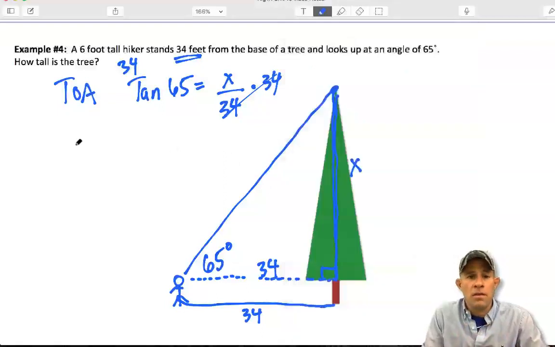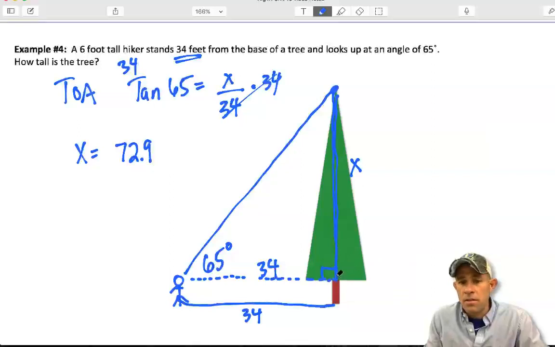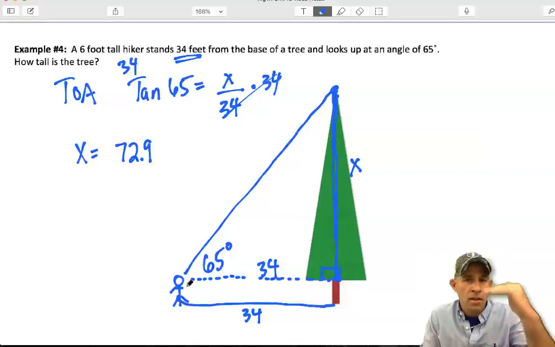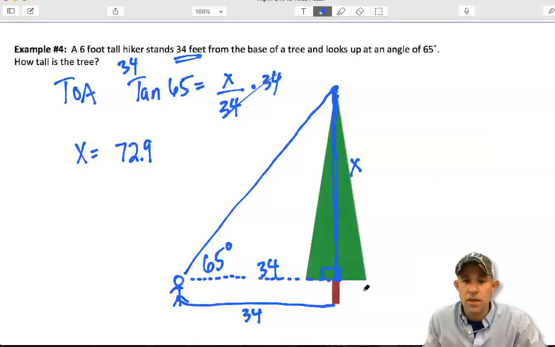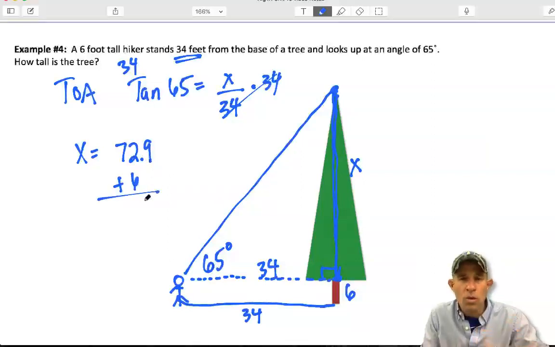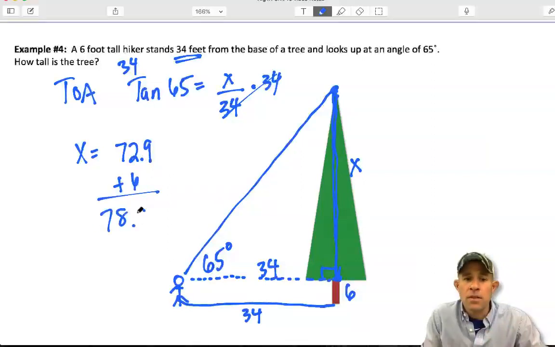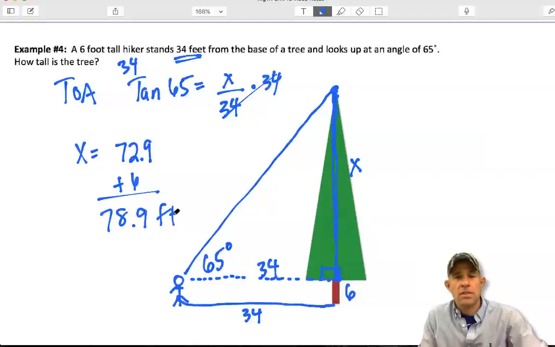So that means x here, 72.9, is this distance from the base of that tree all the way up to the tippy top. However, we also know that the line of sight here starts at about 6 feet. So we have to add in an additional 6 feet to get the total height of that tree, and that comes to about 78.9 feet.